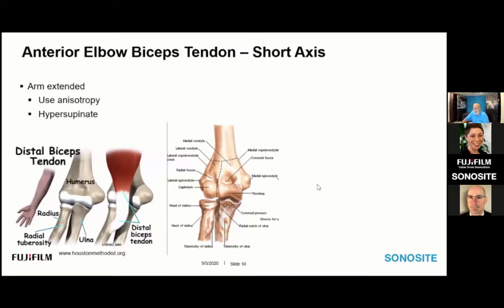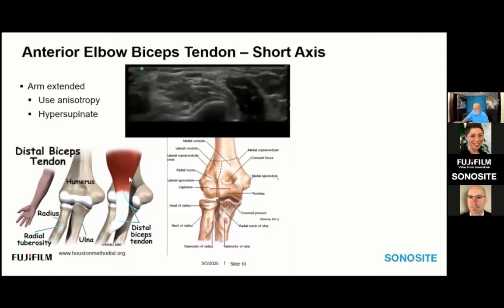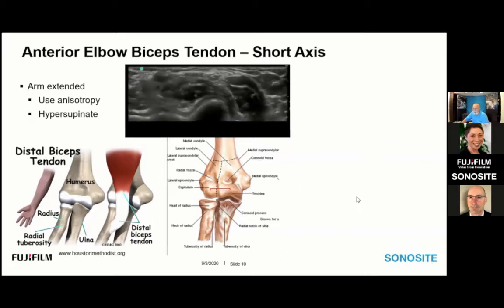With the arm extended and in hypersupination, we begin examination of the biceps brachii tendon in the short axis. We begin at the myotendinous junction, which is slightly proximal to the level of the humeral trochlea, and this is the level where it is most superficial and easy to palpate. A useful anatomic landmark is the pulsatile brachial artery. Lateral to this is the biceps tendon, and medial is the median nerve.